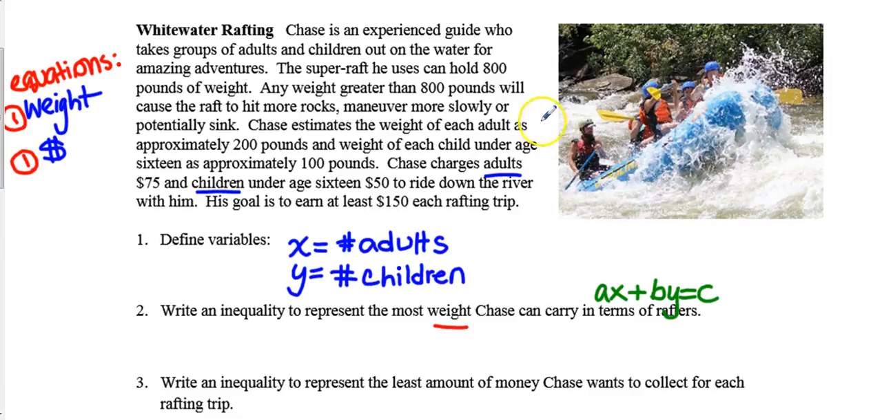As you scanned through, I'm hoping your attention was drawn to this sentence right here, that Chase estimates the weight of each adult is approximately 200 pounds. So 200x, and then the weight of each child is 100 pounds, plus 100 pounds times y, because we don't know how many kids are going yet. And let's see, this raft can't have an infinite amount of weight on it. So can you please read again and see what's the constraint, what's the limit on the weight that can be in this raft?